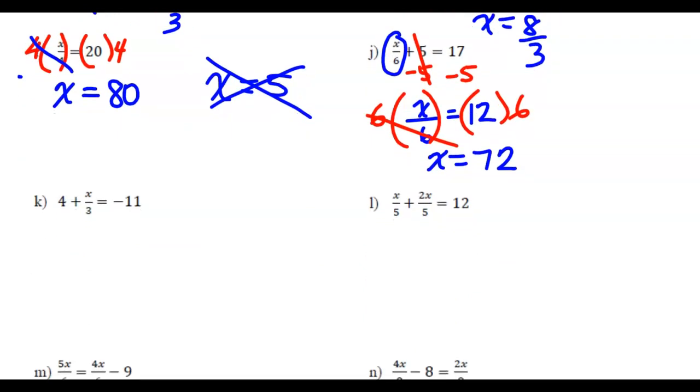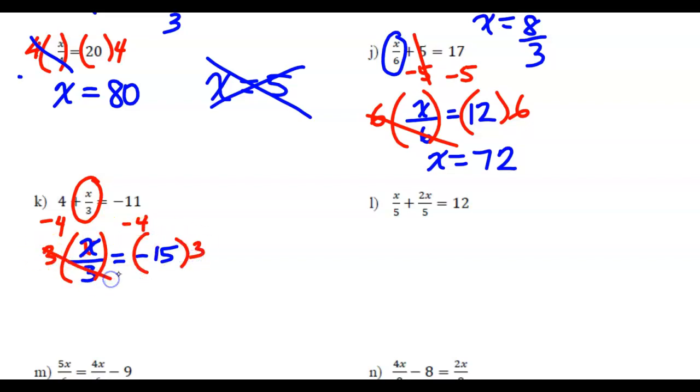Sometimes when we get a little bit lazy, we just sort of skim or don't look closely at what's happening. So don't just assume that it's 12 divided by 6. Okay, next one. Subtract the 4 because we've got to get the x term by itself. Oops. Okay, and then multiply by 3.